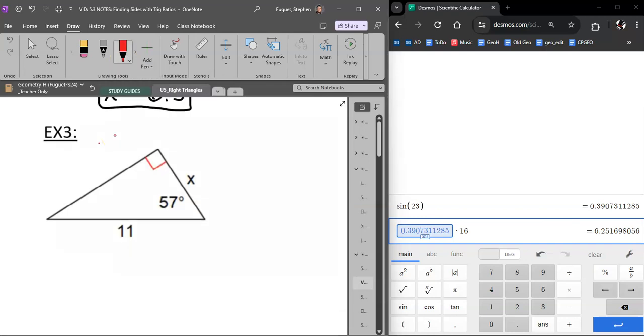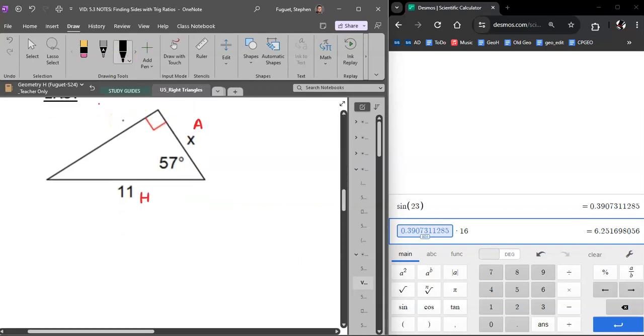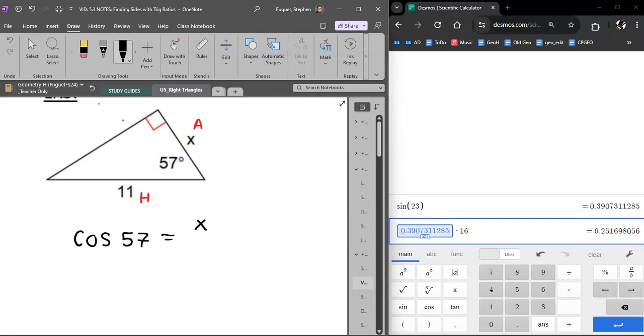And when I go to label my sides, we notice that 11 will be the hypotenuse and x will be, this time, my adjacent. So the equation that I want to use in this situation would be the cosine ratio. So we're going to say cosine of 57 equals the adjacent, which is x, over the hypotenuse, which is 11. So we're really going to go through the exact same calculations that we already did.